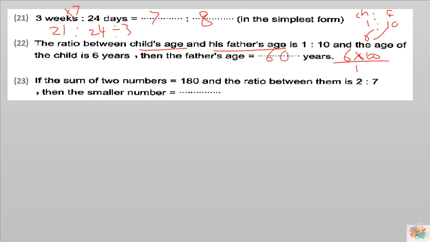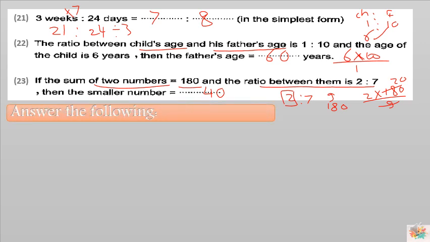Number 23. If the sum of two numbers is 180, meaning you have two numbers, let's say A and B. The sum of them is 180. And the ratio between them is 2 to 7, so the sum of the ratio is 9, and here it's 180. Then the smaller number, which is 2, how can we find it? We will do 2 by 180 divided by 9. So it will be 40. Why? 180 divided by 9 equals 20, and 2 by 20 equals 40.